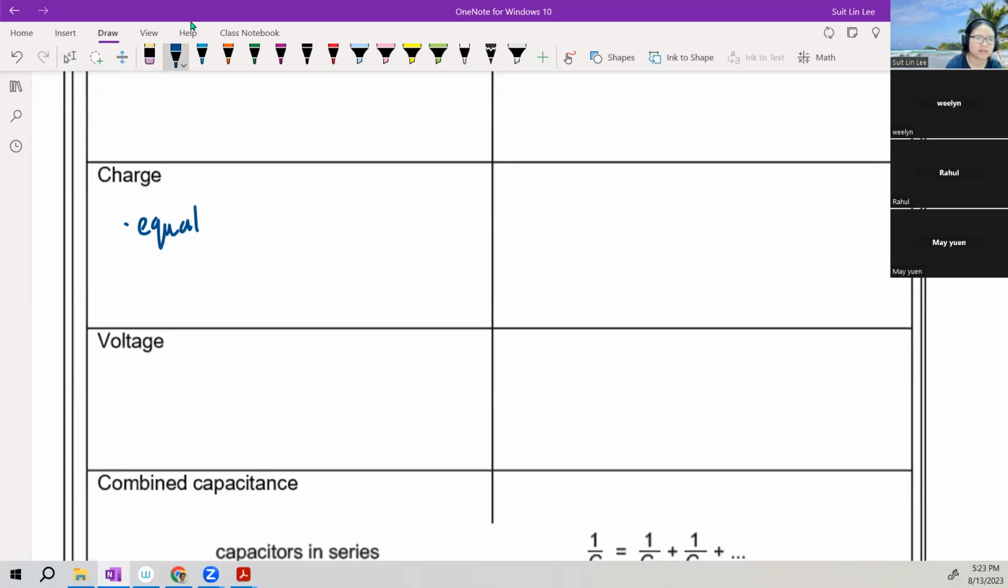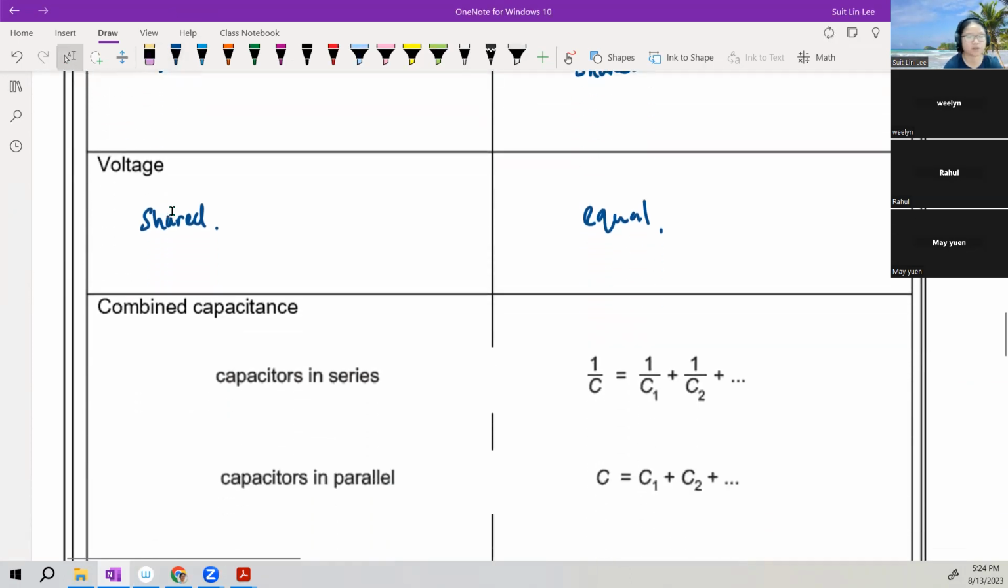Okay, and then the voltage is shared. For parallel, the charge is shared, the voltage is equal, like resistors. Okay, we can do some questions later if you need to. So you can look at the video.